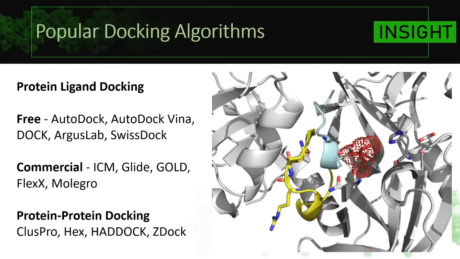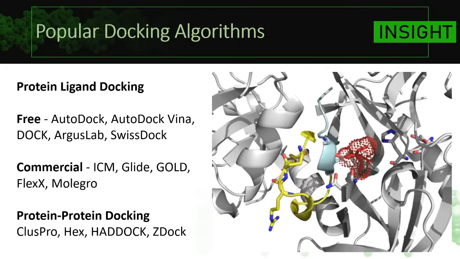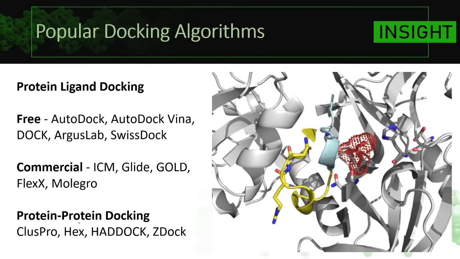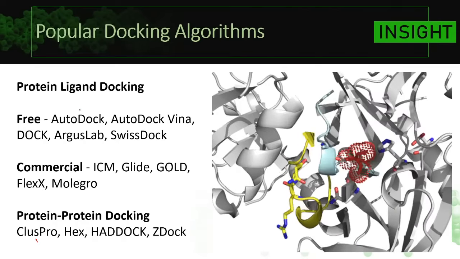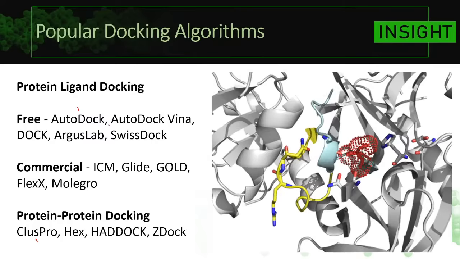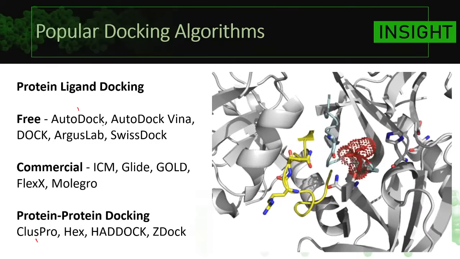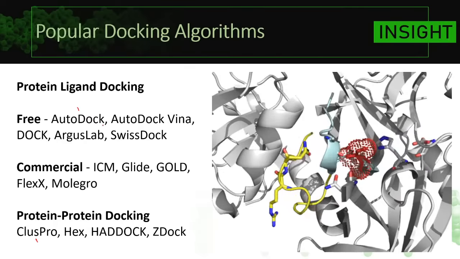For protein-protein docking, we have ClusPro, Hex, HADDOCK, ZDOCK. ClusPro can also do protein-peptide docking. AutoDock can also do protein-peptide docking. We'll see about AutoDock a little bit more. So these are some of the softwares available.